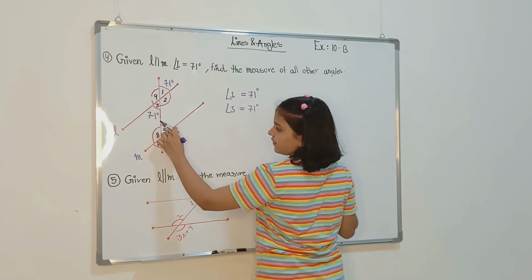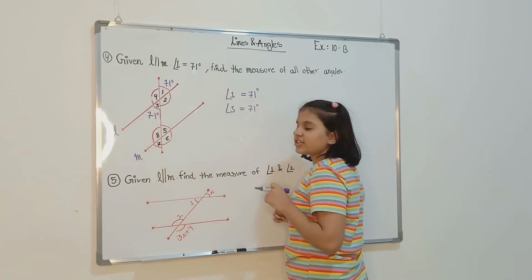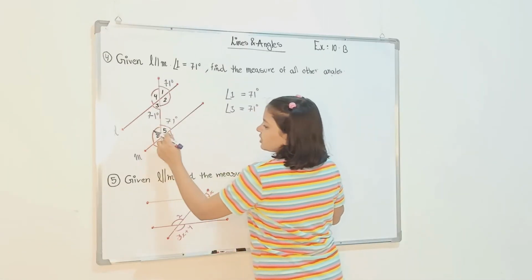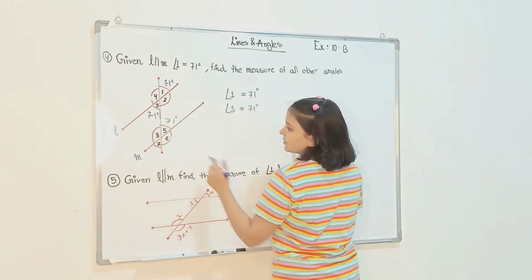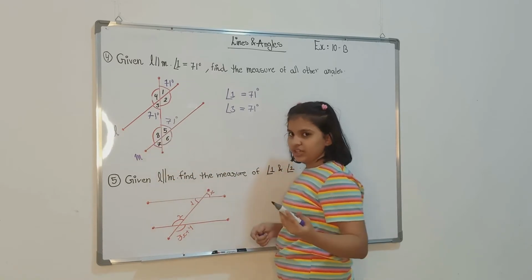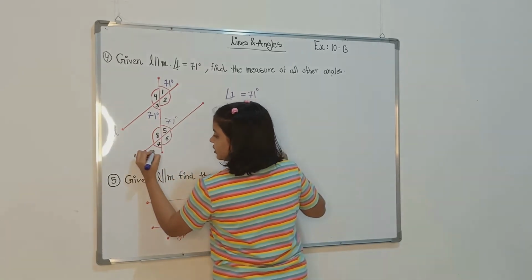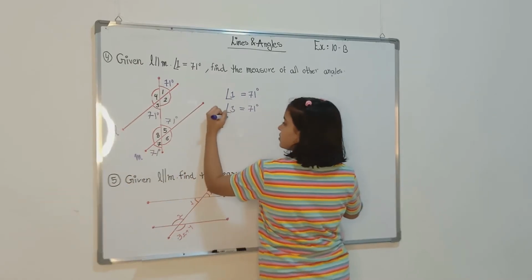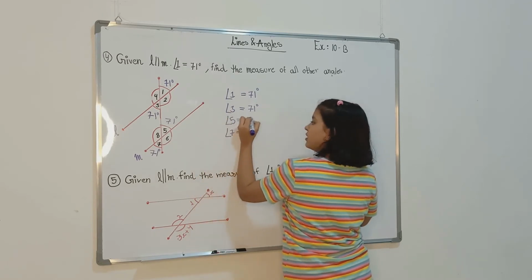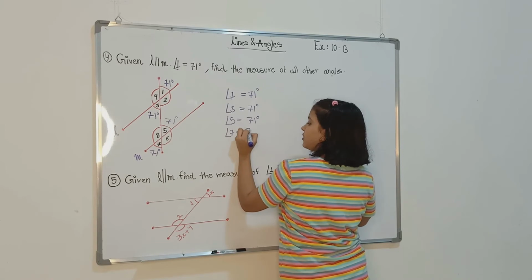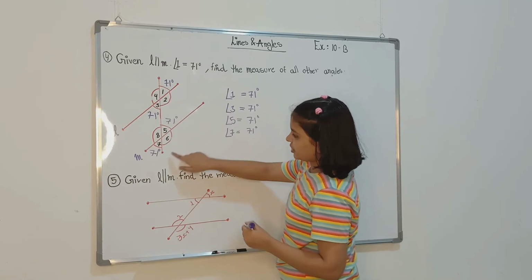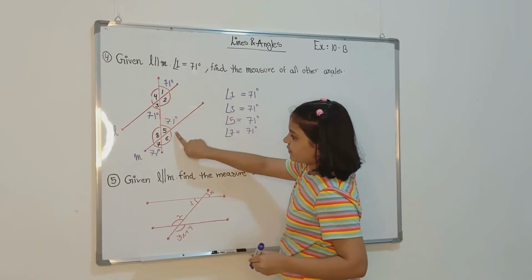Now angle 3 and angle 5 are alternate angles, and alternate angles are also equal. So angle 5 is also 71 degree. And again, like we did with angle 1 and angle 3, angle 5 and angle 7 are also equal because they are vertically opposite angles. So angle 7 is also 71 degree. So here we found angle 1 and angle 3, angle 5 and angle 7, all 71 degree.